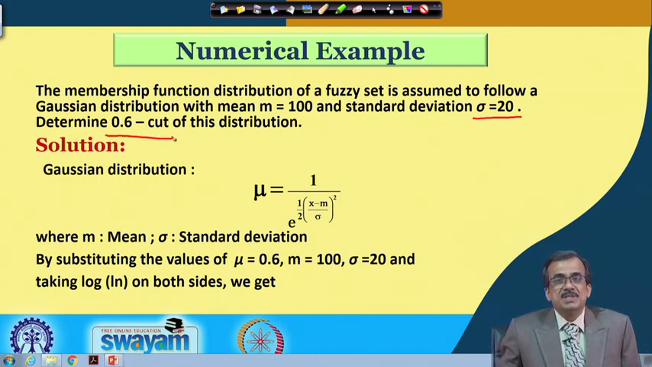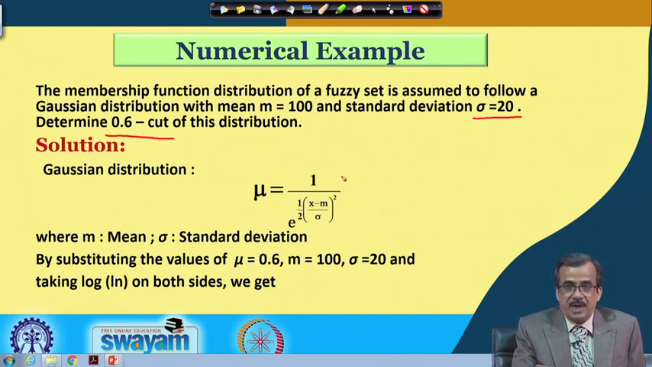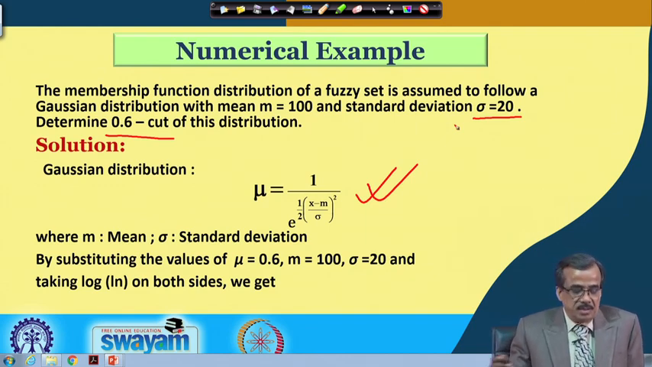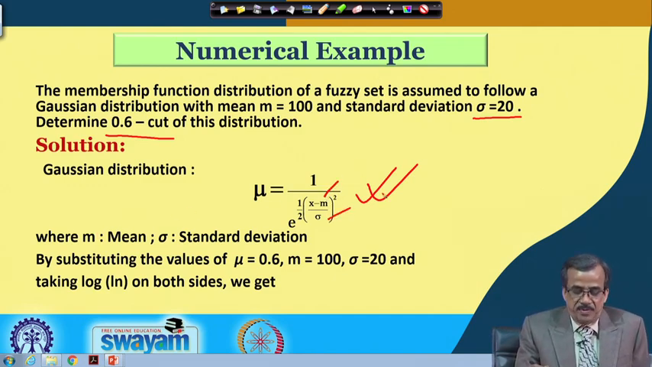So, I have got a membership function distribution which is Gaussian, whose mathematical expression is mu equals 1 divided by e raised to the power half ((x minus m) divided by sigma) squared. So, this is the membership function distribution for this Gaussian distribution, where m is the mean and sigma is the standard deviation.